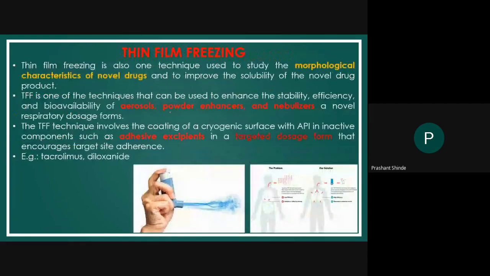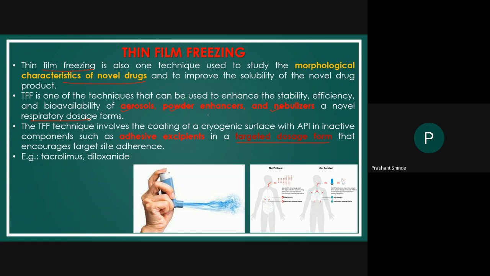Next one is the thin film freezing. This thin film freezing is basically used to study the morphological characteristics of the drug molecule. That means to study the physical and chemical characteristics of the drug molecule. Again, this thin film freezing technique is also used for the preparation of your aerosol powder enhancers or your nebulizers. That means they are respiratory dosage forms. Okay, and they are also used for the preparation of your targeted dosage forms.